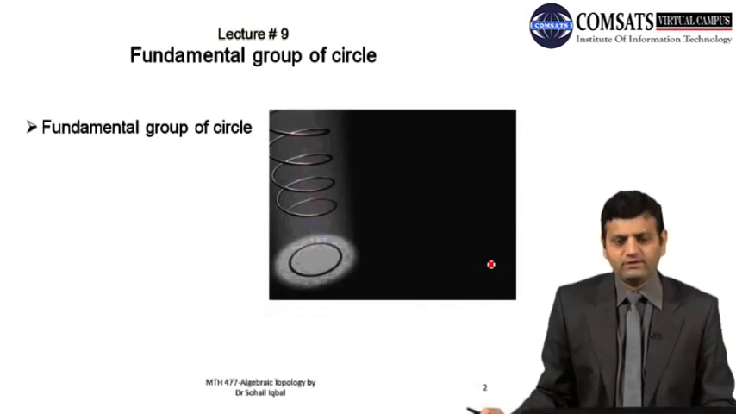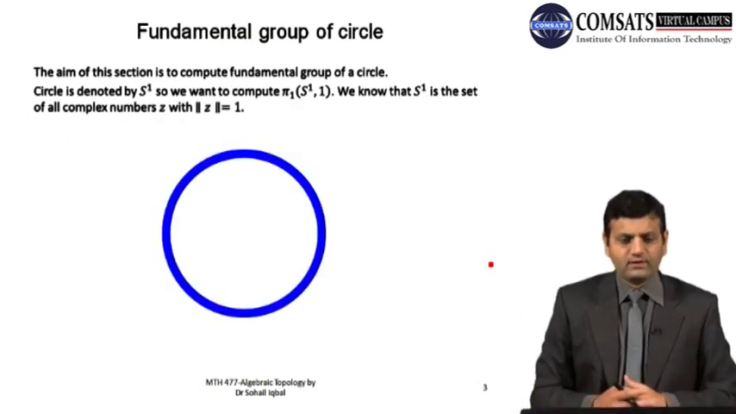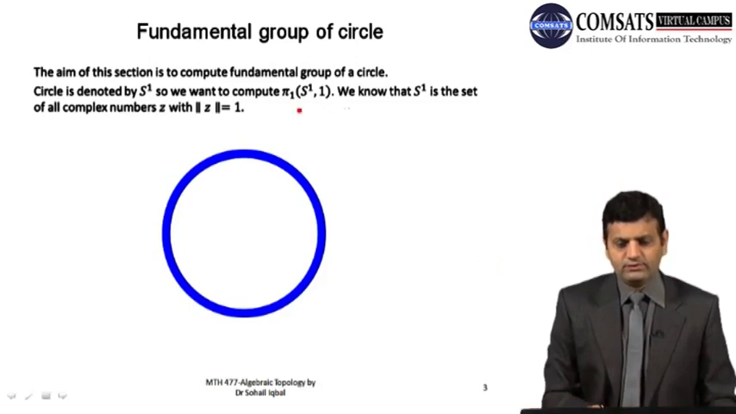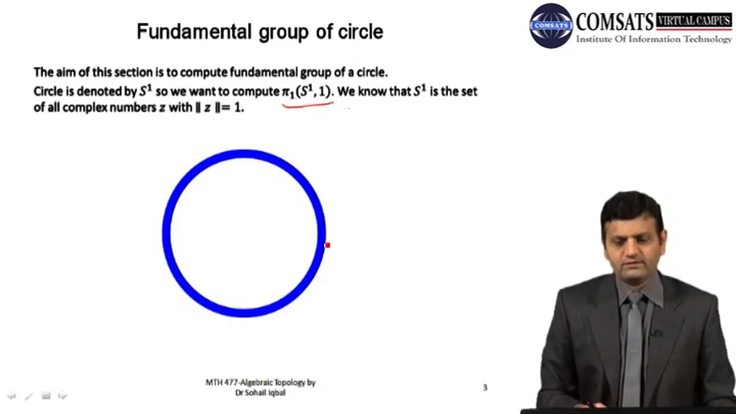Our topic of discussion today is the fundamental group of a circle. In this lecture we will see what the fundamental group of a circle is and we will prove the results. As we know, we denote the circle by S1, and in this lecture we want to compute pi 1 of S1. As we can see, the circle is a path connected space.